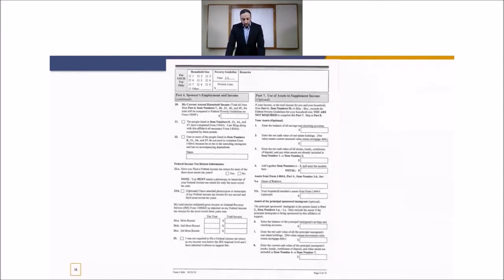We always include 3 years of the taxes, so we always check optional, and you plug in your tax income as your adjusted gross income in those boxes in 24, 20.